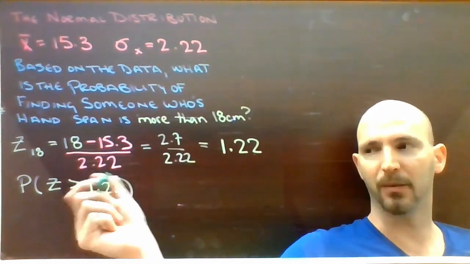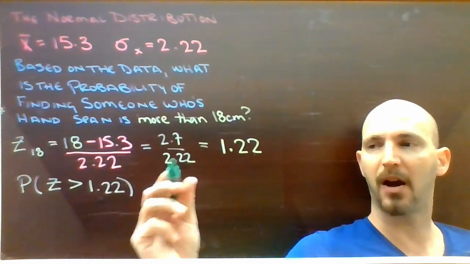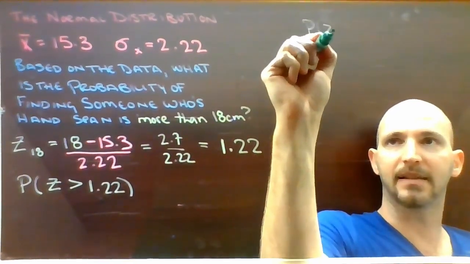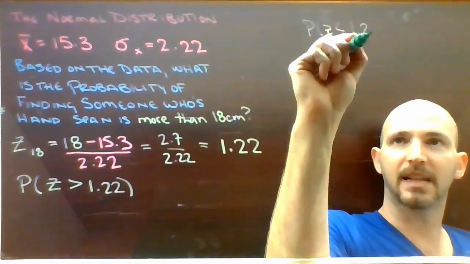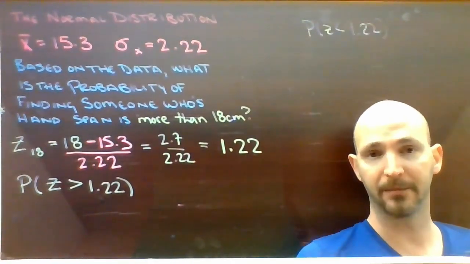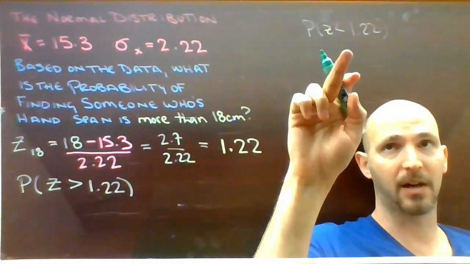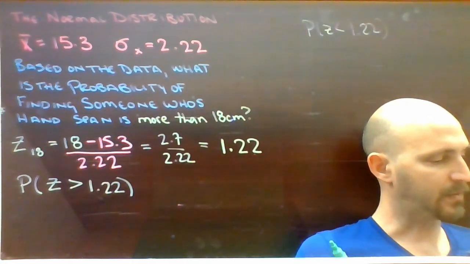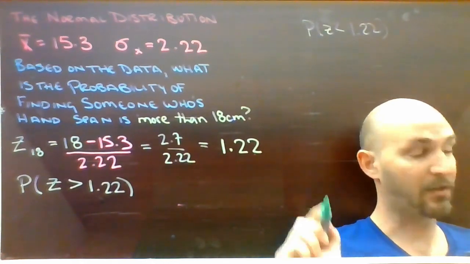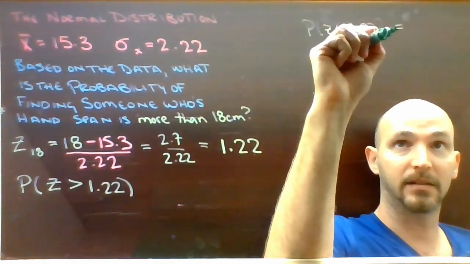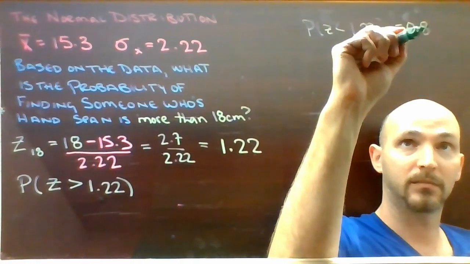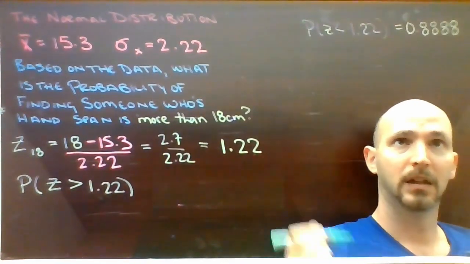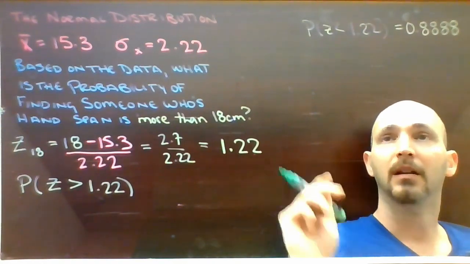I'm going to ask a related question. What is the probability of Z being less than that? Because that's the only thing my chart will tell me. Well, if I look that number up, 1.22 is 0.8888. That is a lot of 8s.